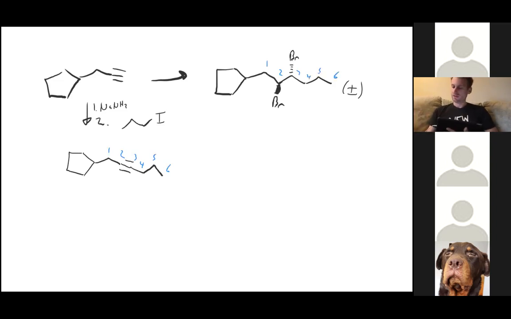From here, we can try to figure out how to make our brominations. So there's going to be two different ways we can do this. Both of them work. There's not really one that's better than the other one. So one option is we can add in one equivalent of Br2.